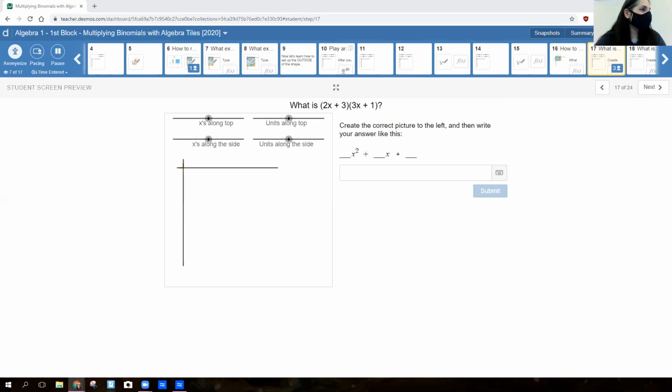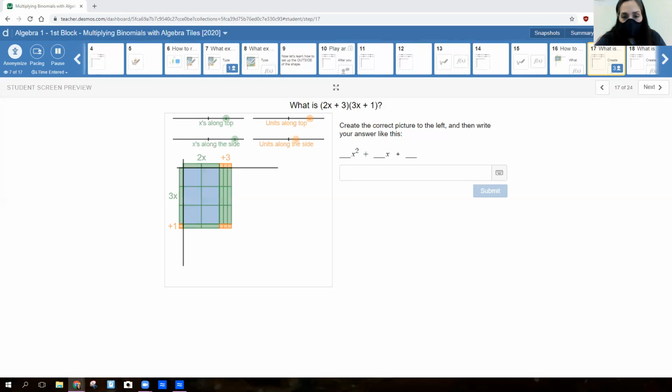Okay, you're doing good. All right, awesome. So 2x would be like this, and then plus 3. So we would need 1, 2, 3, like that. And then 3x along the side would be 1, 2, 3. Isn't that cool how it changes as you change the stuff? And then plus 1, so plus 1 right here. So your answer is all of this on the inside.